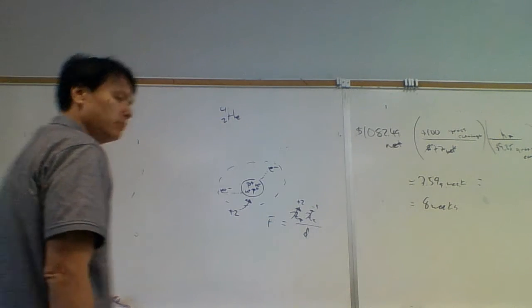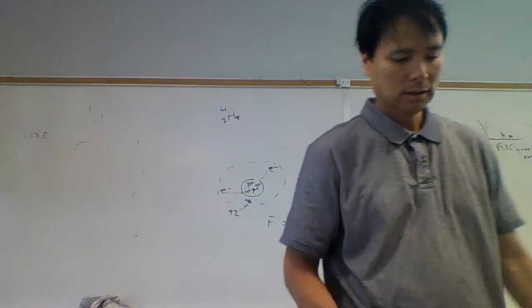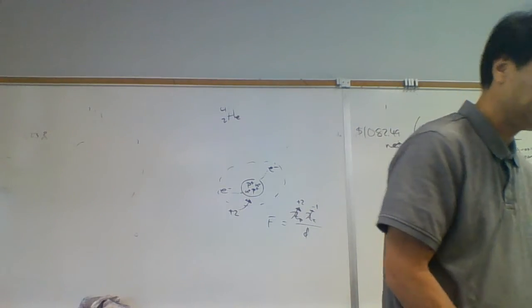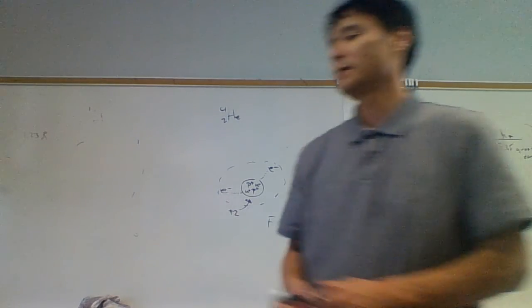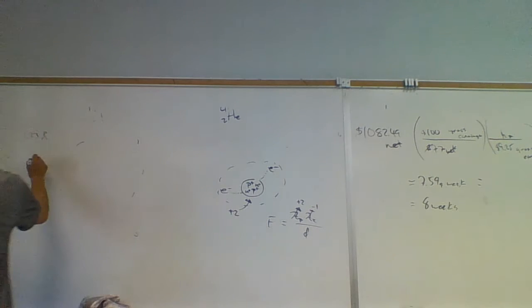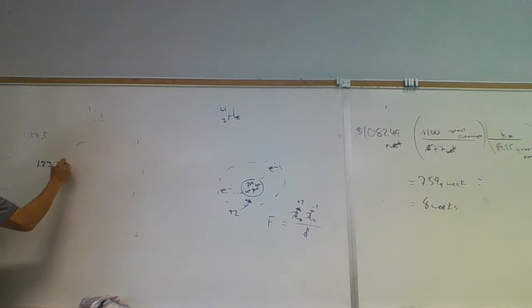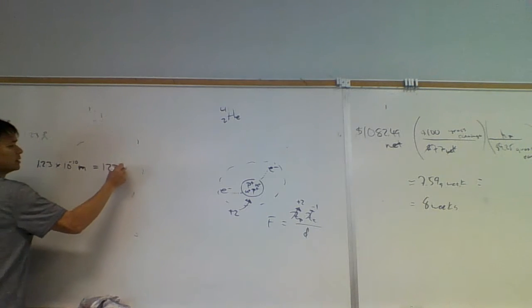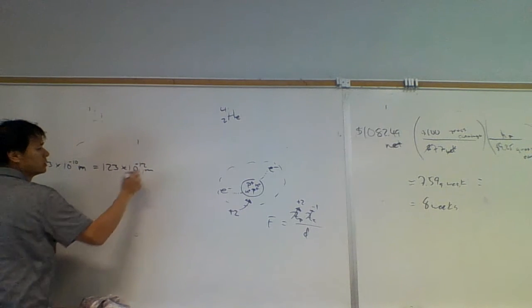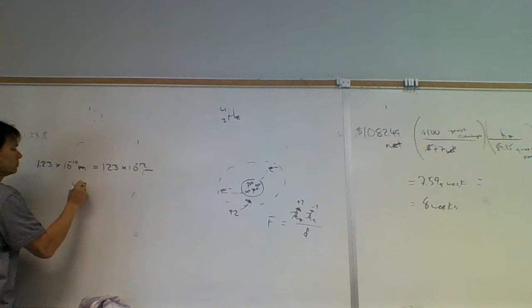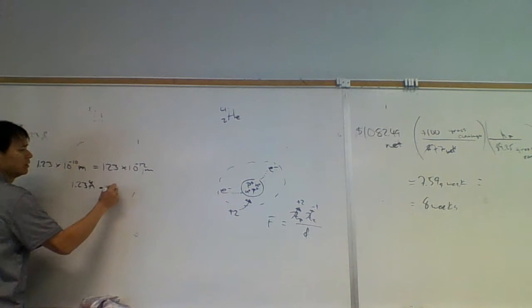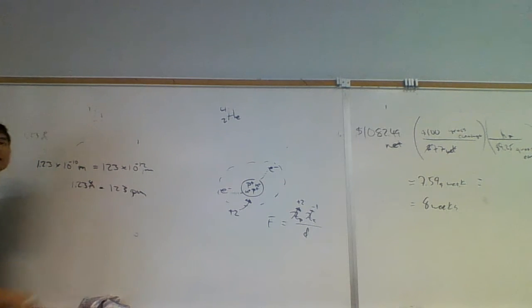And so what would it be? It'd be 123. And so what I'm seeing is this. I'm going from 1.23 times 10 to the minus 10 meters, which is an angstrom, to 123 times 10 to the minus 12 meters, which is a picometer. And so 1.23 angstrom is equal to 123 picometers. That's what I was doing in this particular problem.